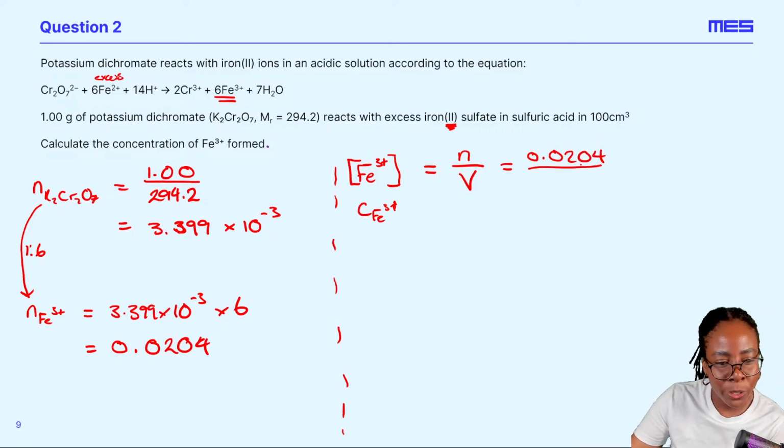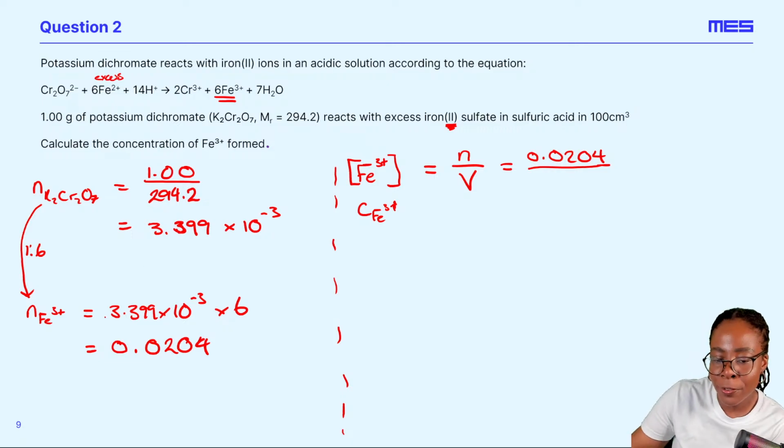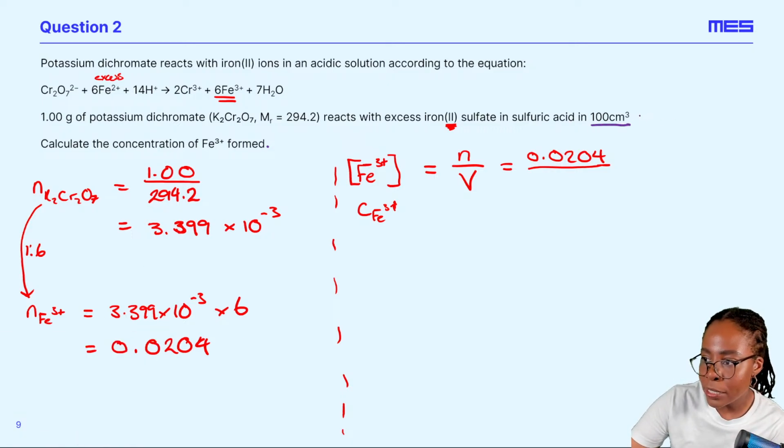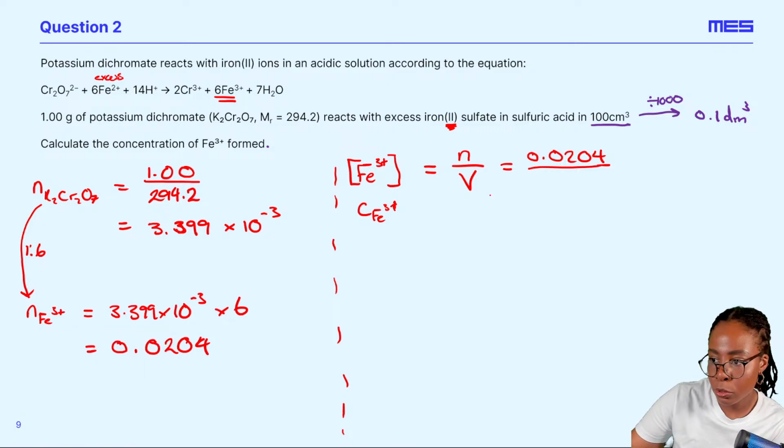The moles we've already got. The volume, what are we using for the volume? And this is where we have to be careful. What are we using for our volume? Thank you, George. We need to convert our volume to decimeters cubed. So we're going to take our 100 centimeters cubed, divide that by 1,000, and then we get 0.1 decimeters cubed, and then that's what we're going to put into our expression. And we get, what's that? 0.204 moles per dm cubed.